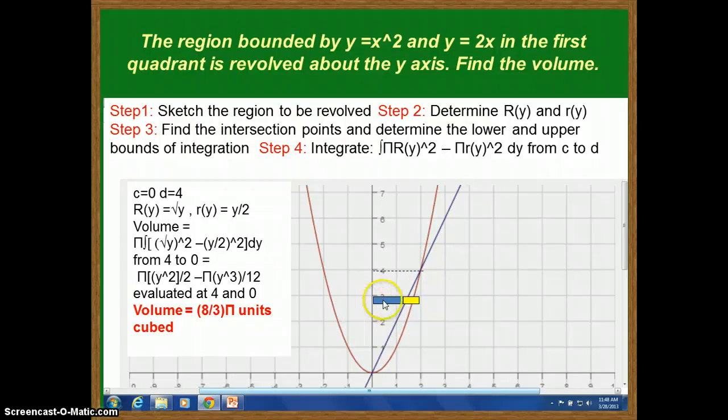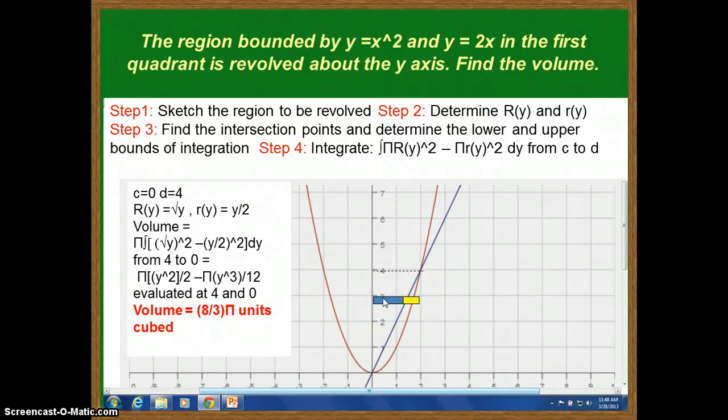Here the trick is we're going around the y-axis, so we need to solve these two functions in terms of y. So y equals x squared becomes x equals the square root of y. We're going to call that the big radius, R of y, and y equals 2x, when we solve that for y, we get x equals y over 2, which will be the little radius. Okay, so the big radius here is the yellow plus the blue. The hole, or the little radius, is just the blue, and that would be y over 2.